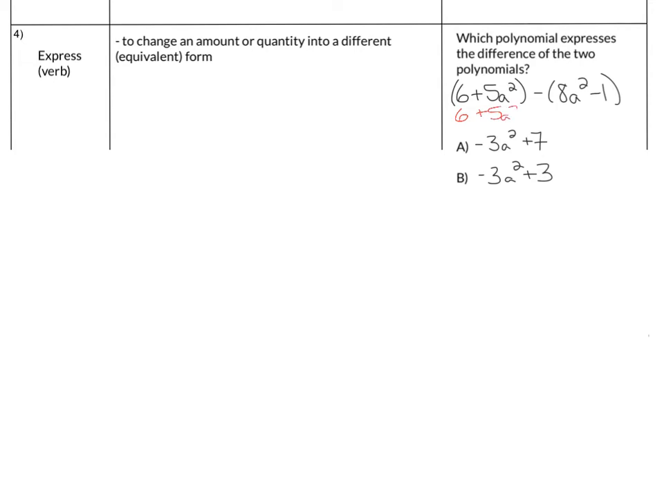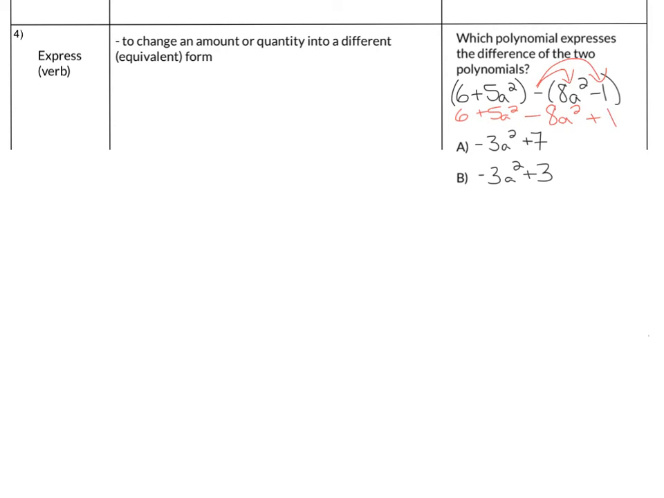Nothing's really affecting it. And as tempting as it is to think that these parentheses mean multiplication, the subtraction sign in between means we're going to subtract whatever's in this parentheses from this. So we need to distribute that negative to both the 8a squared and the negative 1. So it's going to become minus 8a squared and then plus 1.